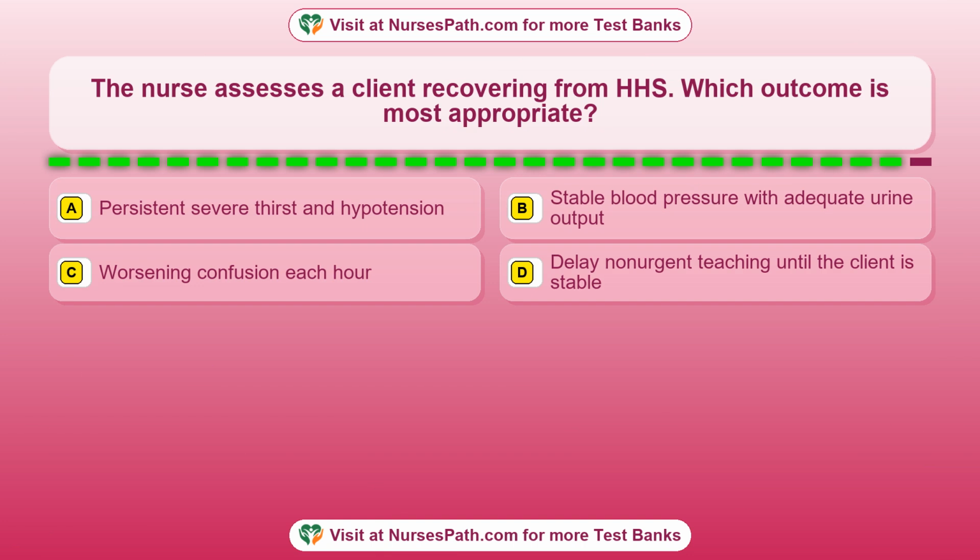Question 18. The nurse assesses a client recovering from HHS. Which outcome is most appropriate? Option A, persistent severe thirst and hypotension. Option B, stable blood pressure with adequate urine output. Option C, worsening confusion each hour. Option D, delay non-urgent teaching until the client is stable.